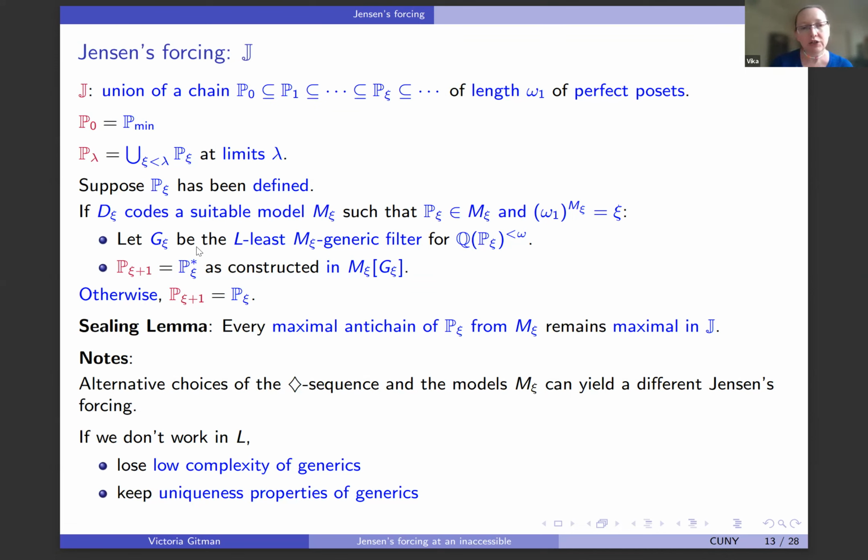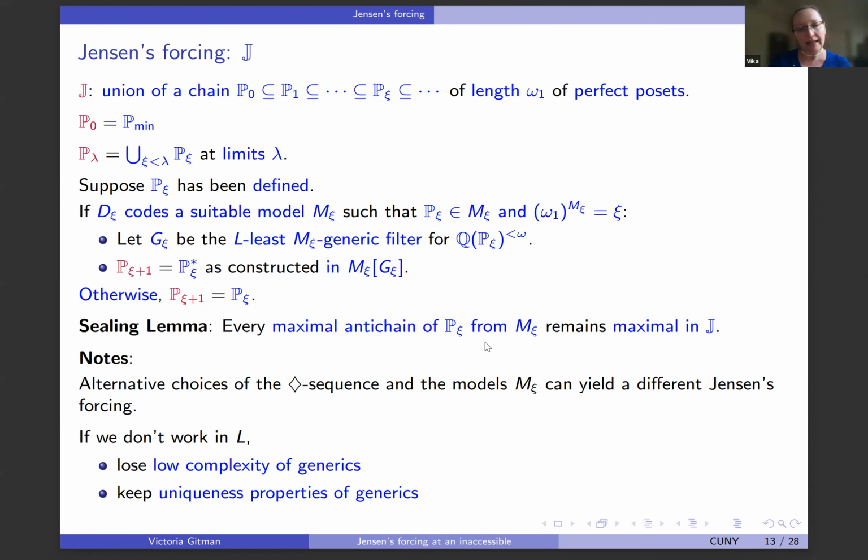And as you can imagine, I am not giving a proof of this, but it's not difficult to prove anyway with the information that we already have. But from the property that I showed you, it will turn out to be the case that every maximal antichain of P_ξ from M_ξ gets sealed. So it will remain maximal in the union, and this is what's going to give you the CCC. Okay, so diamond plays a role actually in both the CCC and the uniqueness, but okay.